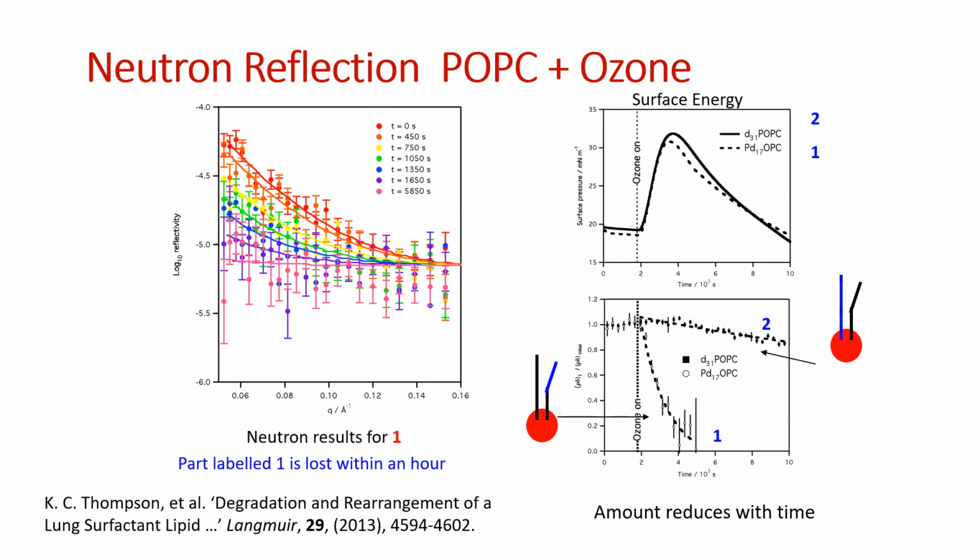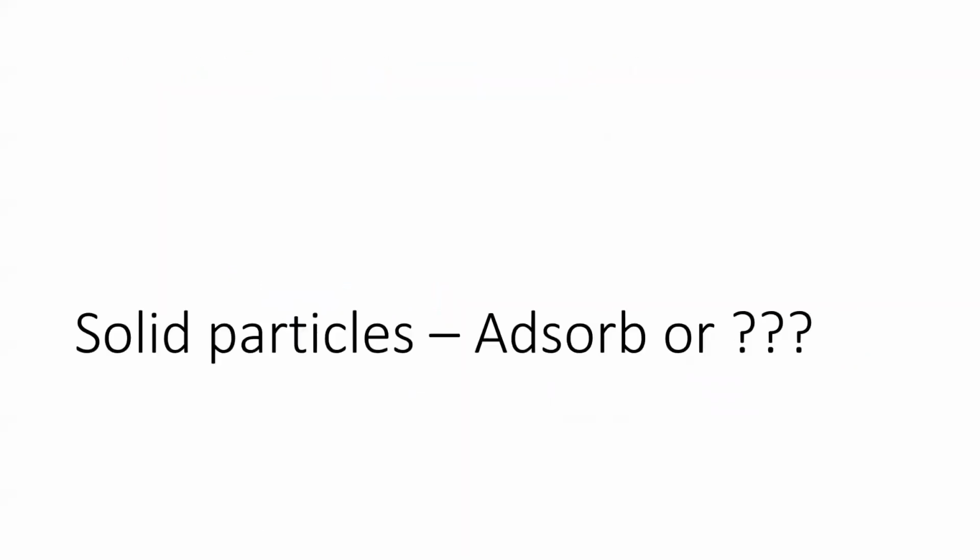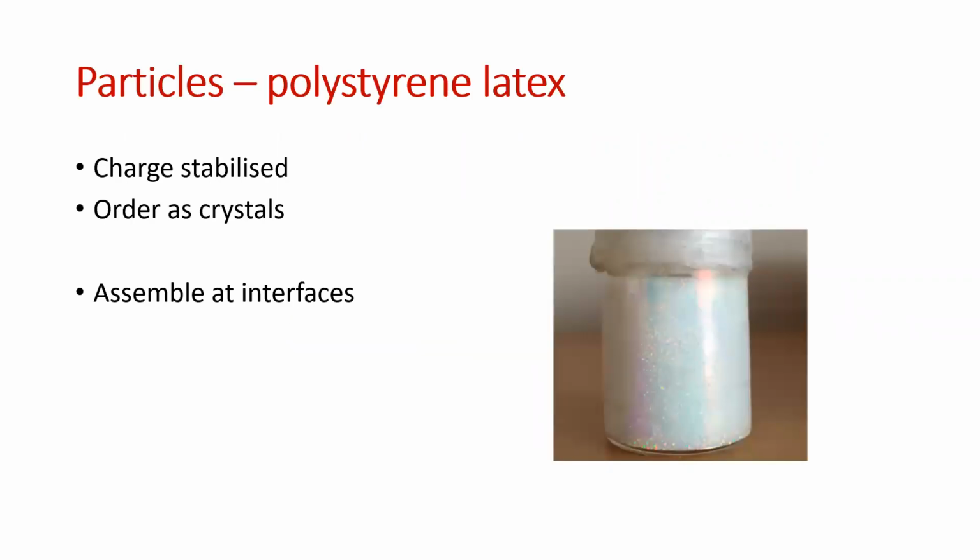So that's one example. I would like to just talk a little bit about some other examples. So solid particles, do they absorb, do they order? And it's useful, as with the lipids, to look at some model systems. And here is some example of polystyrene latex. It's a charge stabilized model colloidal system, nanoparticles in water.